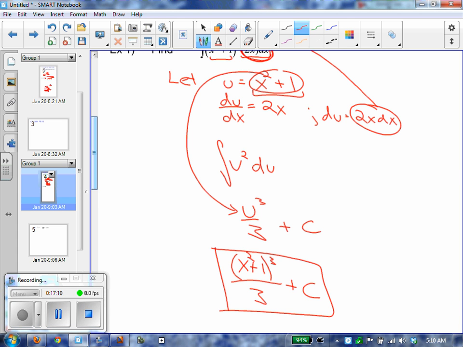Okay, so the process for these is essentially going to be the same every time. You identify the insidemost part of it, and you let that be your u. You identify it as u equals the inside stuff. Take the derivative of both sides, so du over dx equals the derivative of that side. Cross multiply so that your dx ends up on the other side, make your substitutions, integrate it because it's going to be way easier, and then back substitute.